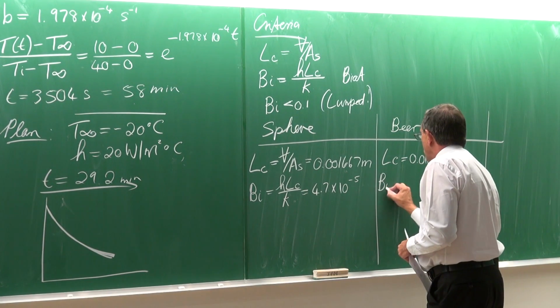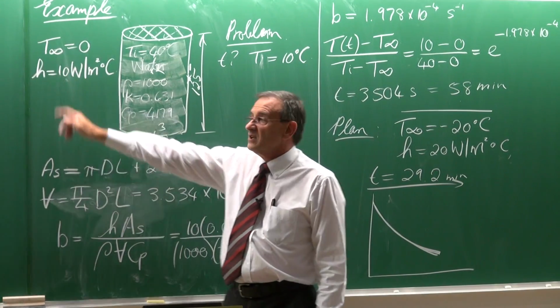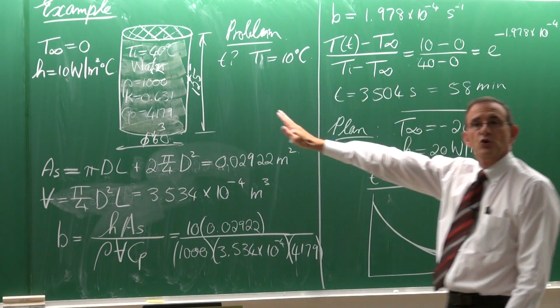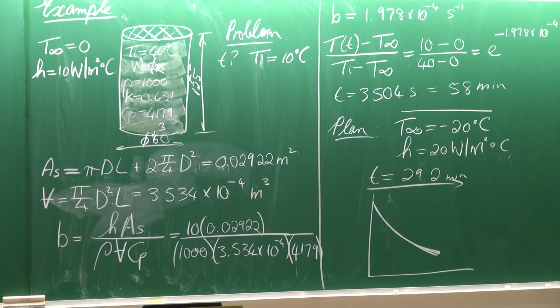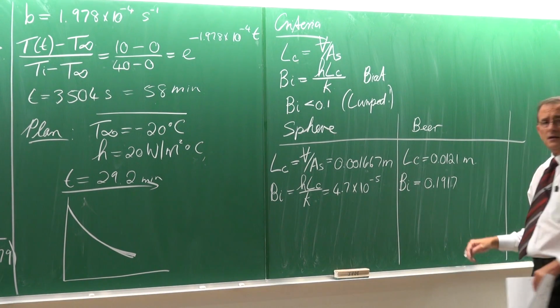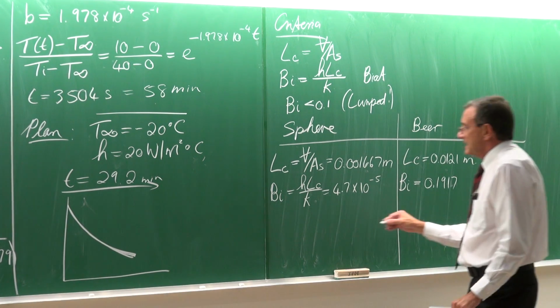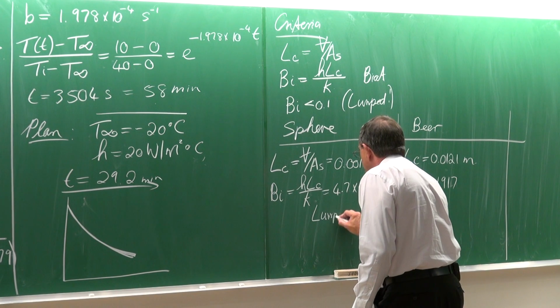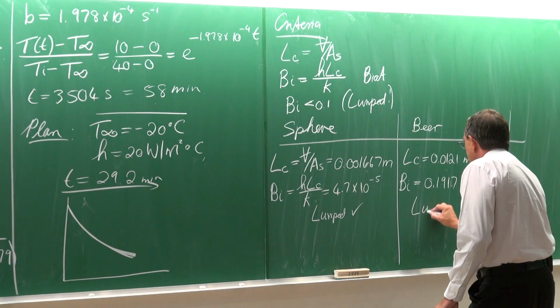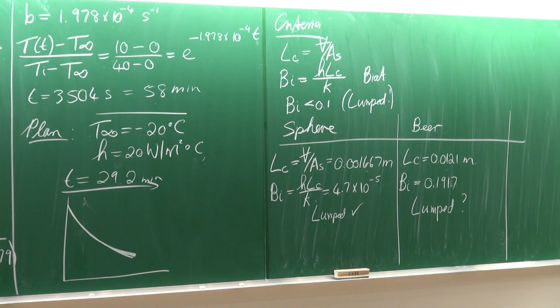If we do the same for the beer can, the heat transfer coefficient on the outside was 10, and the thermal conductivity of the water is 0.631. Then the Biot number is equal to 0.1917. So this Biot number is not smaller than 1, which tells us we can use the lumped system, but the lumped system approach would not give us very accurate results. But still, it doesn't tell us why we should use 0.1. Where does it come from?